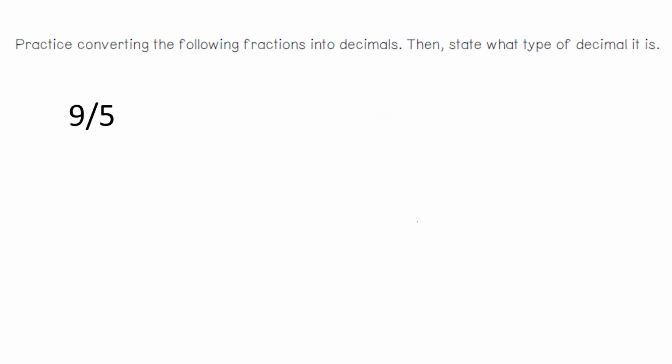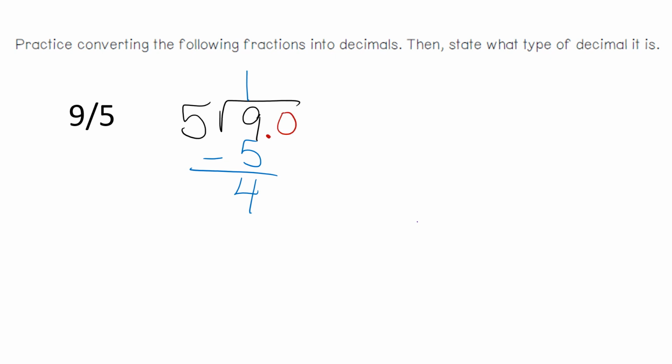Final problem, changing 9/5 to a decimal. So we would start by dividing 5 into that numerator of 9. 5 is going to divide into 9 one time. 1 times 5 is 5. Subtract, 9 minus 5 would be 4. So I do need to add a decimal and a 0 since it didn't come out even. Don't forget to take your decimal up, bring your 0 down.